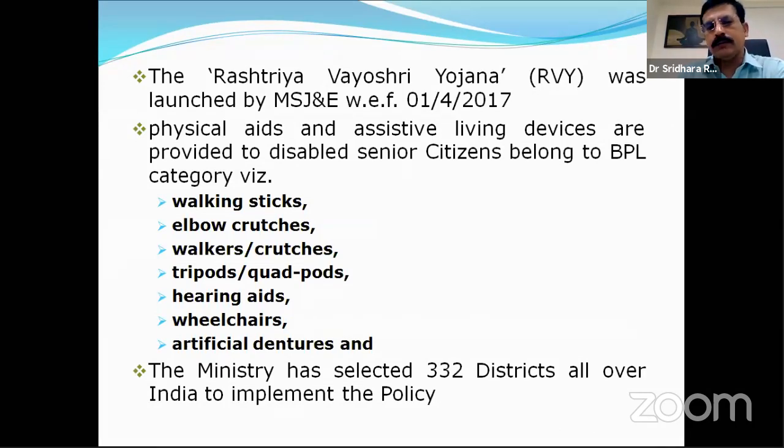These are the main assistive devices and physical aids we are giving, with 100% financial support from the central government. Here the state government's role is very, very important. We already shared the district names. The state government wants to check who needs physical aids or assistive devices. Here the DHO and DC's role is the main role.